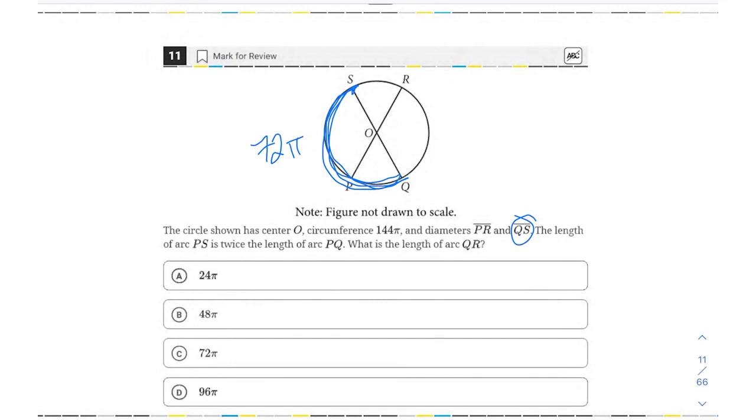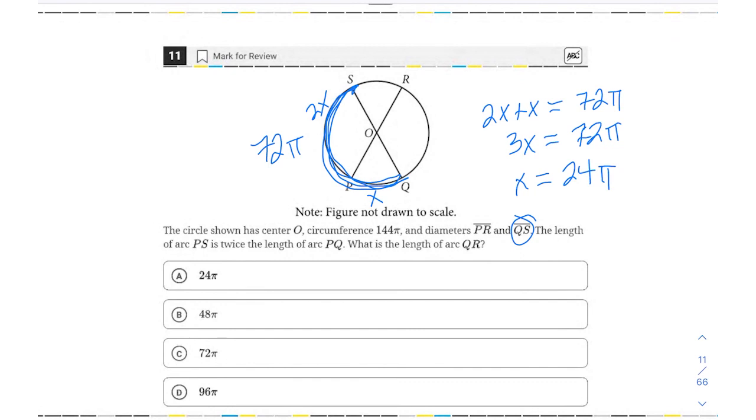But it's broken up into two parts, right? And we're trying to figure out what each part is. Here they tell us that the arc for PS is twice the length of arc PQ. So if we call PQ x, then PS, this piece over here, would be 2x. And that will allow us to solve. So we have 2x plus x equals 72 pi. 3x equals 72 pi. And when we divide by 3, we get x equals 24 pi.